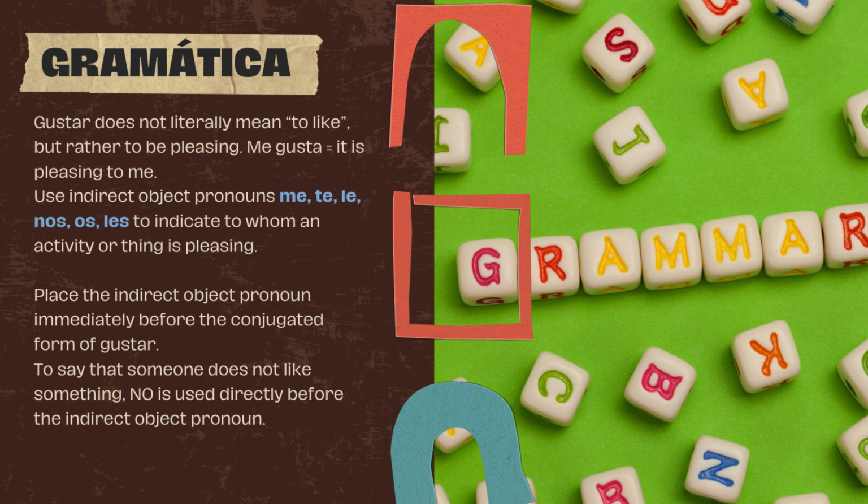Examples. Me gusta correr. I like to run. Te gusta leer. You like to read. Nos gusta la música. We like music. To say someone does not like something, place no directly before the indirect object pronoun. Examples. No me gusta la tarea. I don't like homework. No les gusta estudiar. They don't like to study.